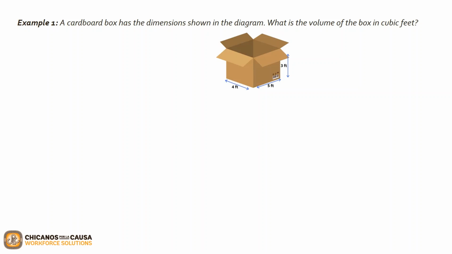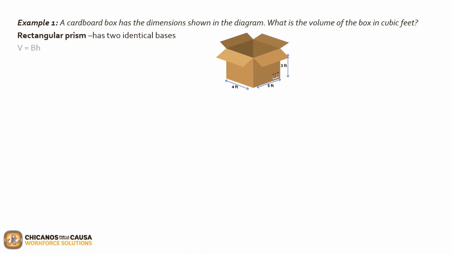So a rectangular prism has 2 identical bases. So for example, on the box where it says 4 feet, the opposite base is also going to be 4 feet. While where it says 5 feet, the opposite base is going to also be 5 feet. Therefore, they're identical bases. So let's look at the formula.